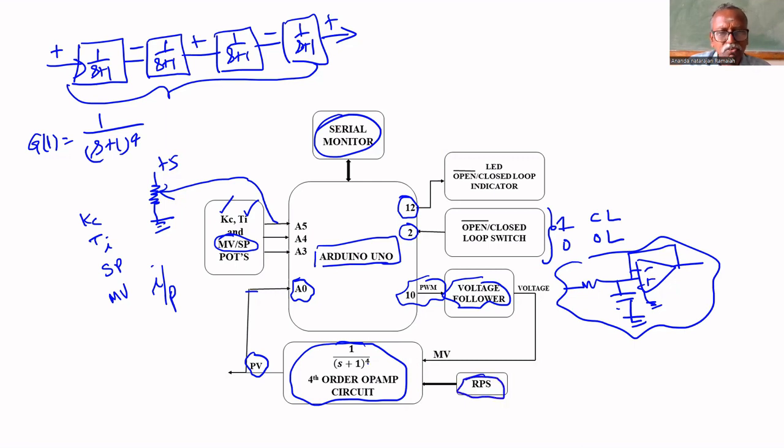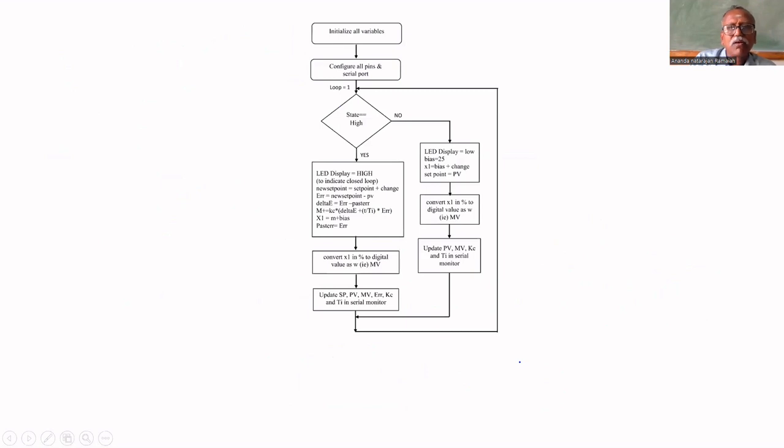A regulated power supply is used to give +12, -12 and ground, which are required for this op-amp. That is given by the regulated power supply. This is the experimental setup. Now we have to see the flow chart for that program.